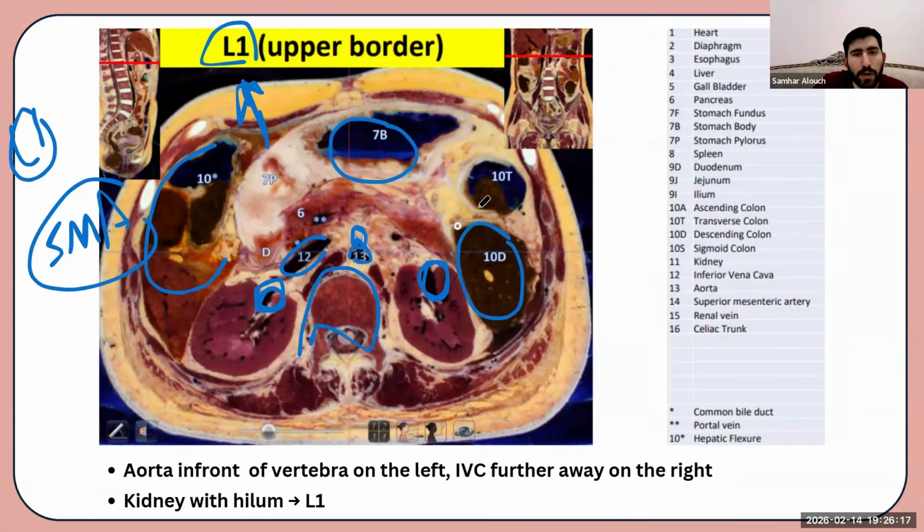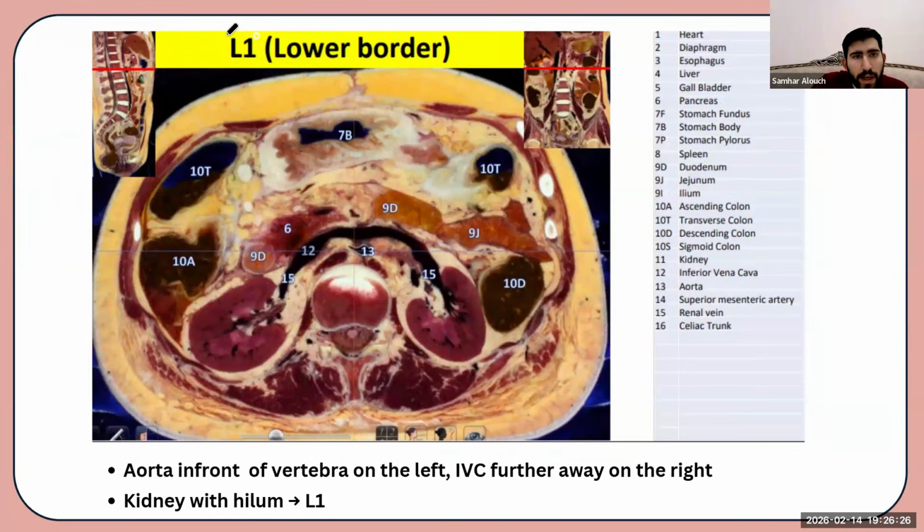And we are having the colon. But which part of the colon? Since it's on the left side, then it's definitely the descending colon. If it's on the right side, then it's ascending colon. Same thing. L1 has upper border and lower border. Same identification. We have a hilum here, so it's definitely L1.